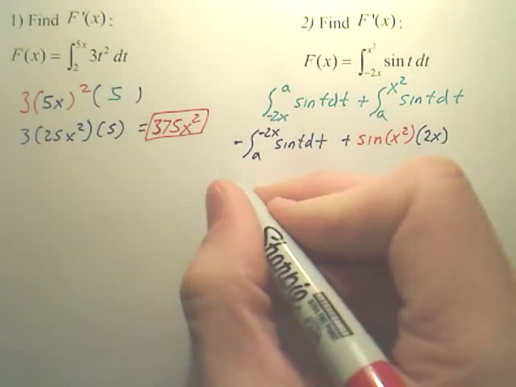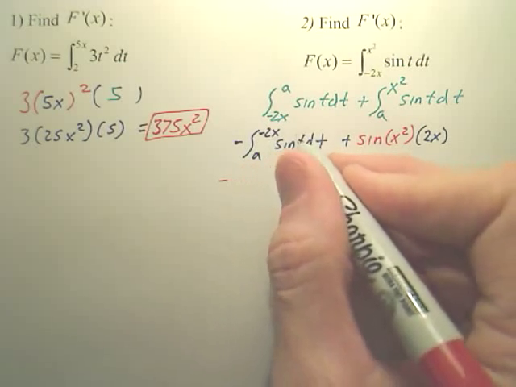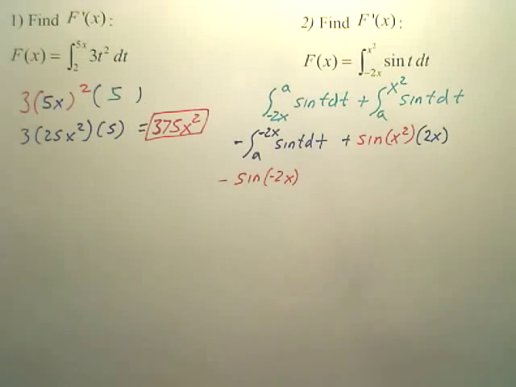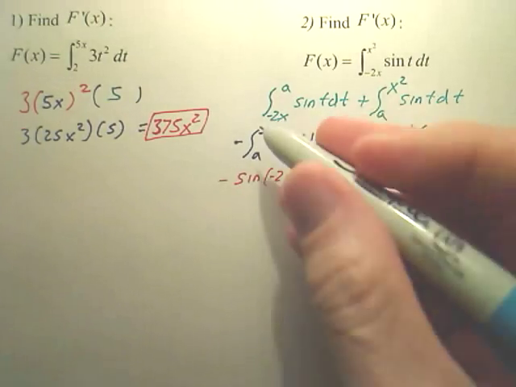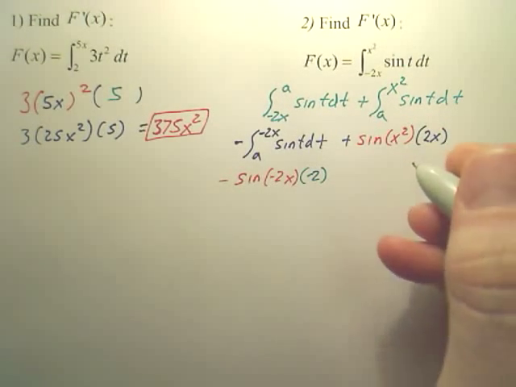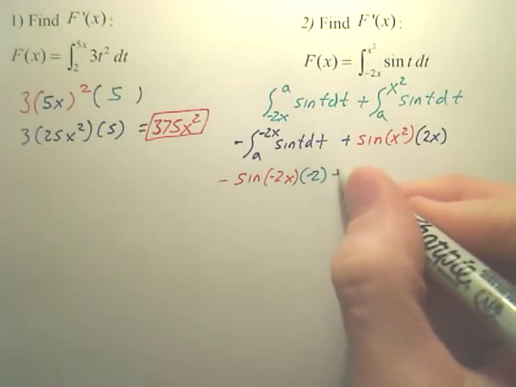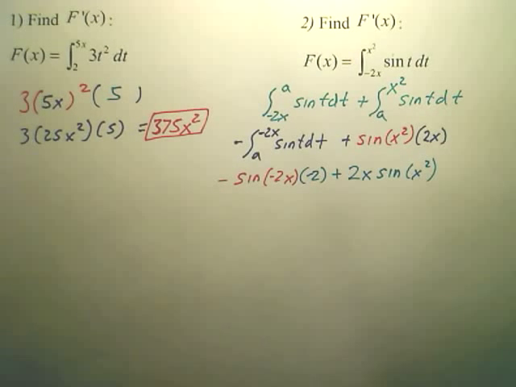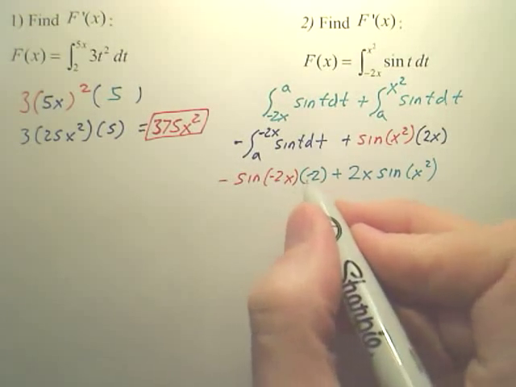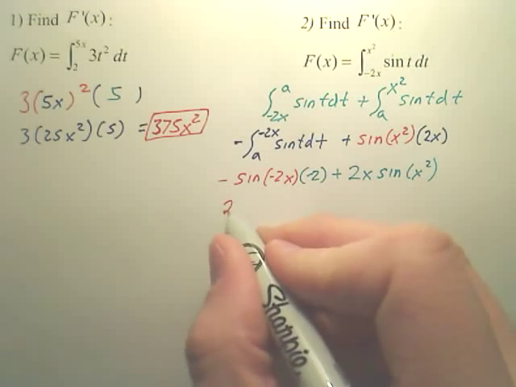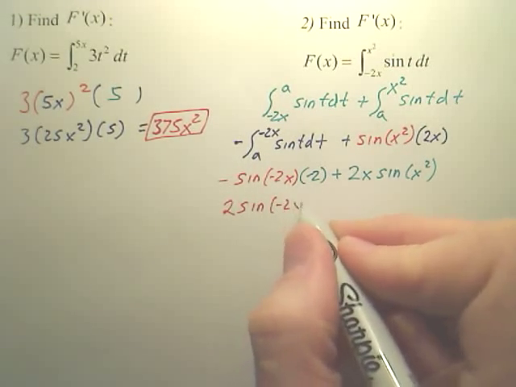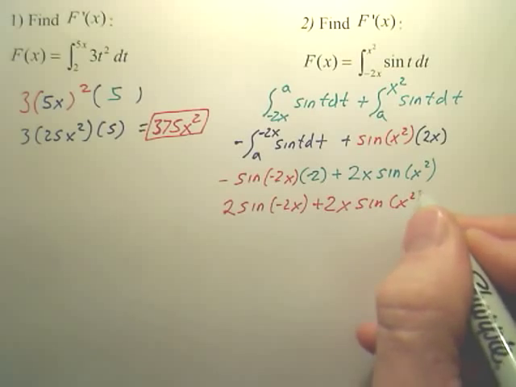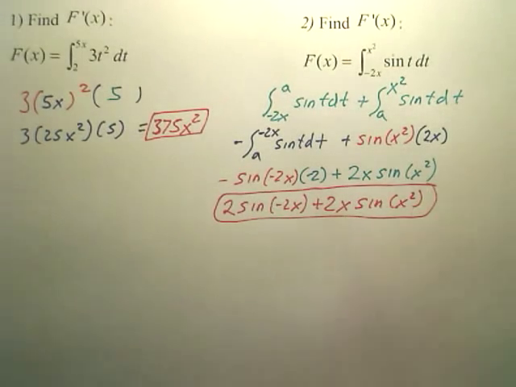So this one's going to be the opposite of, when you plug in negative 2x, you get sine negative 2x. And then you derive negative 2x, which is negative 2. And then this one, if you bring the 2x in front, you have 2x sine x squared. So my answer will finally be, when you multiply this negative 2 times the negative, it becomes a positive 2 sine negative 2x plus 2x sine x squared. That would be your answer.